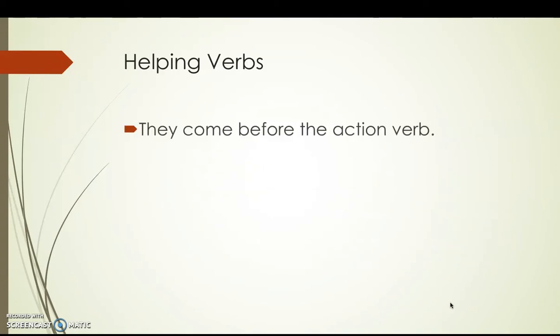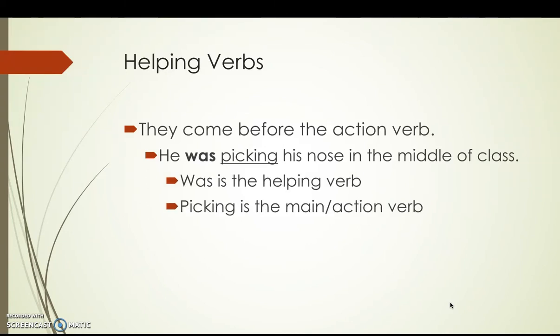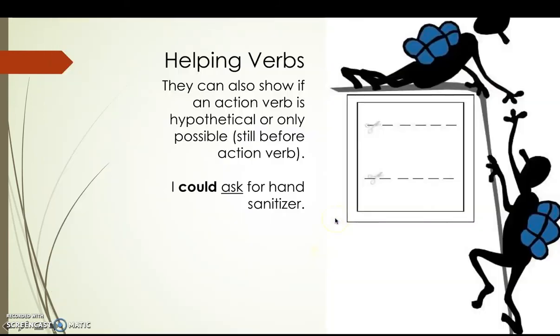They come before the action verb in a typical sentence. For example, he was picking his nose in the middle of class. Was is the helping verb here, and picking is the main verb. So was is acting here to say when this picking of the nose took place. We can tell that it's in the past. So one thing helping verbs do is inform the person who's listening or reading about when whatever the verb we're talking about took place. So here we go. This is the helping verb, helping our main verb.